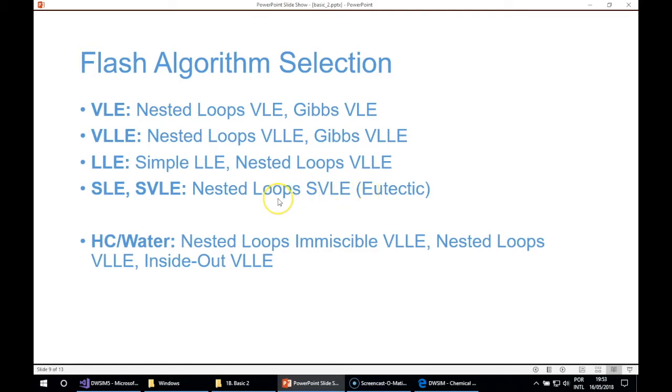flash algorithm. There is a special case. If you have hydrocarbons with water, you can use the nested loops immiscible VLLE flash algorithm, which is very fast for this kind of calculation. Otherwise, if you need to calculate the solubility of water in the hydrocarbons or vice versa, you can use the nested loops VLLE. And if it doesn't work, you can use the inside out VLE flash algorithm. So let's try some of them in the DWSIM now.